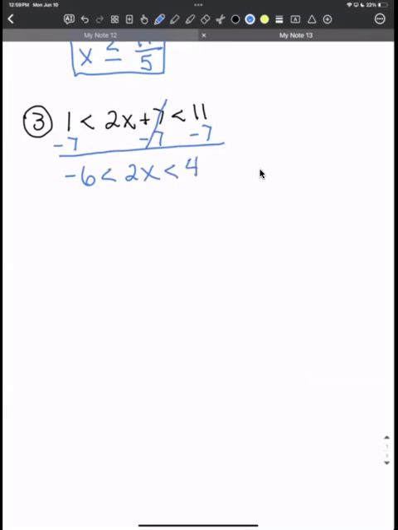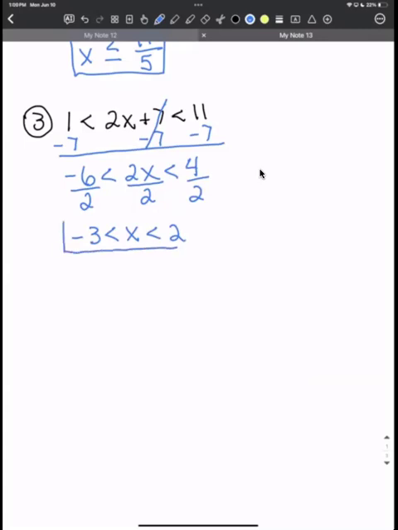Okay, one more step to get x by itself in the middle. So I need to divide by 2. So again, I need to divide both outside ends by 2. So let's see, negative 6 divided by 2, well, that's going to be negative 3. And that has to be less than x, which is less than 4 over 2, which is 2. So my final answer is negative 3 is less than x, less than 2.